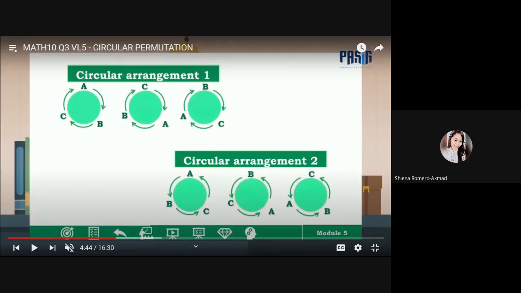Ulitin ko ha, dun sa una, si letter A, ang nasa kaliwa niya, si B. Ang nasa kaliwa ni B, si C. Dito, ganun din. Si A, ang nasa kaliwa niya, si B. Si B, ang nasa kaliwa niya, si C. Si C, ang nasa kaliwa niya ay si A. Nagbago ba sila? Hindi po. Hindi nagbago kung sino yung nasa kaliwa nila. Okay? Now, ganun din yung nasa kanan nila ha, pareho yun. Parehong hindi nagbago.